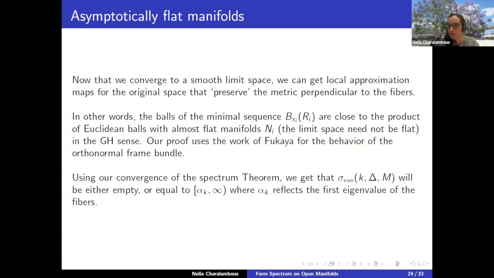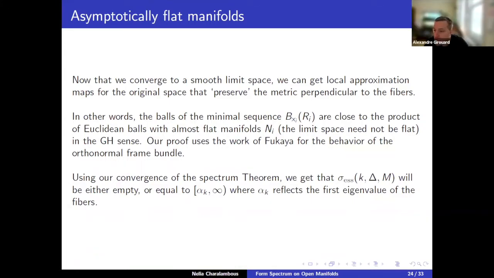So from our theorem 5, the convergence of the spectrum result, we get that the spectrum of the original manifold will be empty, and if it's not empty, it will be an interval that reflects the first eigenvalue of the fibers. Questions so far before I move on?